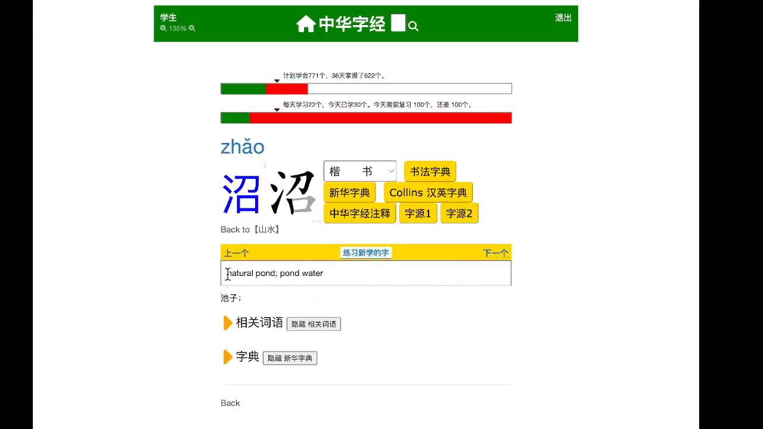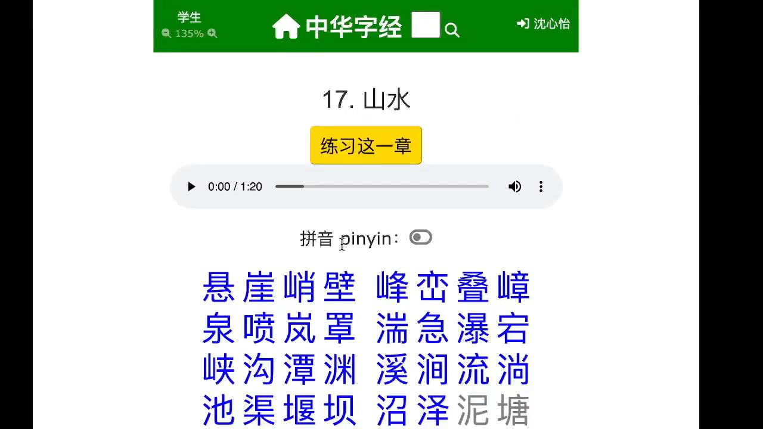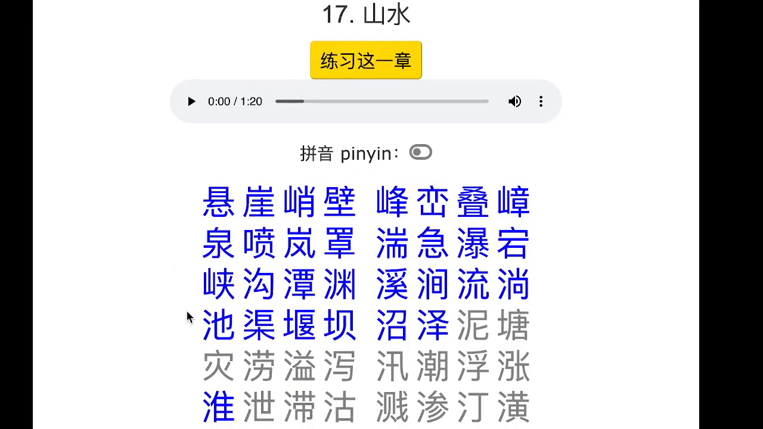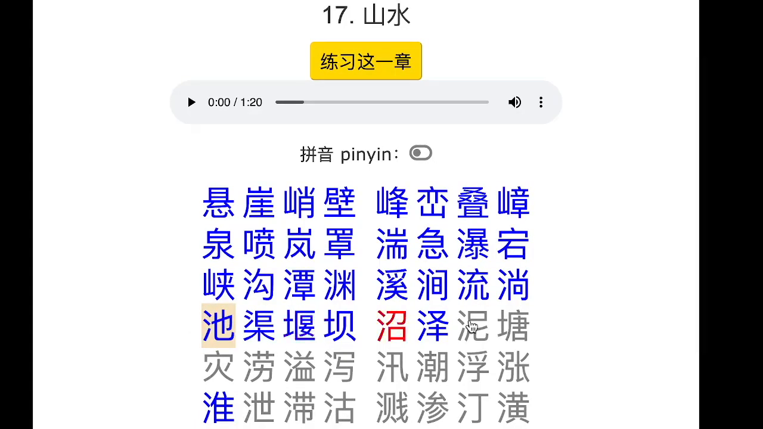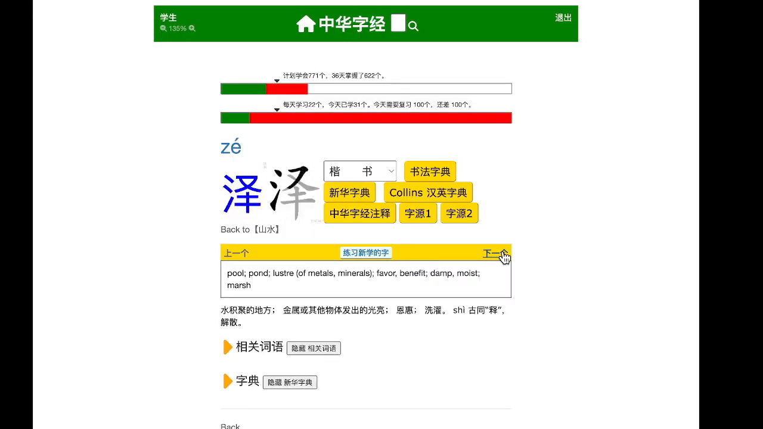Zhao is another word for pond or pond water. I think probably the most common out of all these words for ponds and pools is going to be chi, this one. But there are a lot of them. Zhe, yet another word for a pool or a pond. Zhe also refers to the luster of metals or minerals. Could be a favor or benefit, or anything damp or moist, like a marsh.